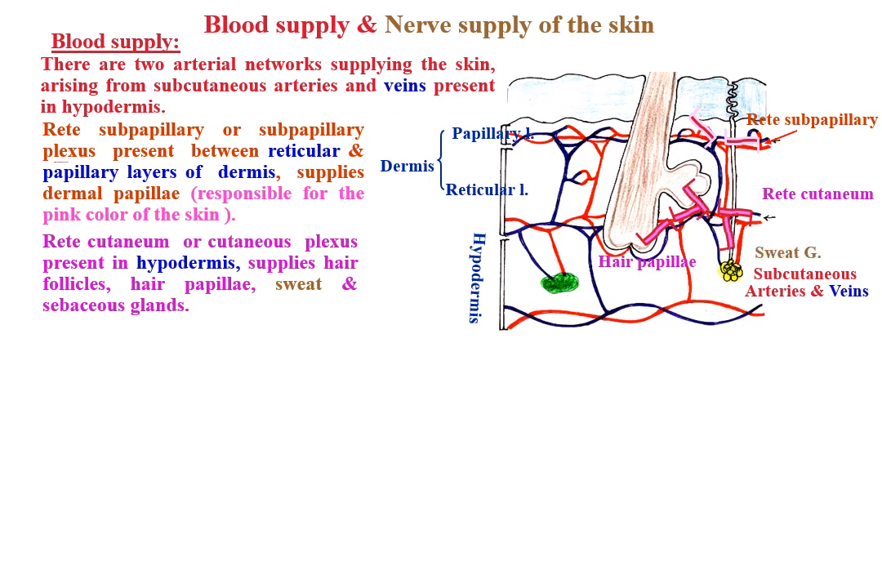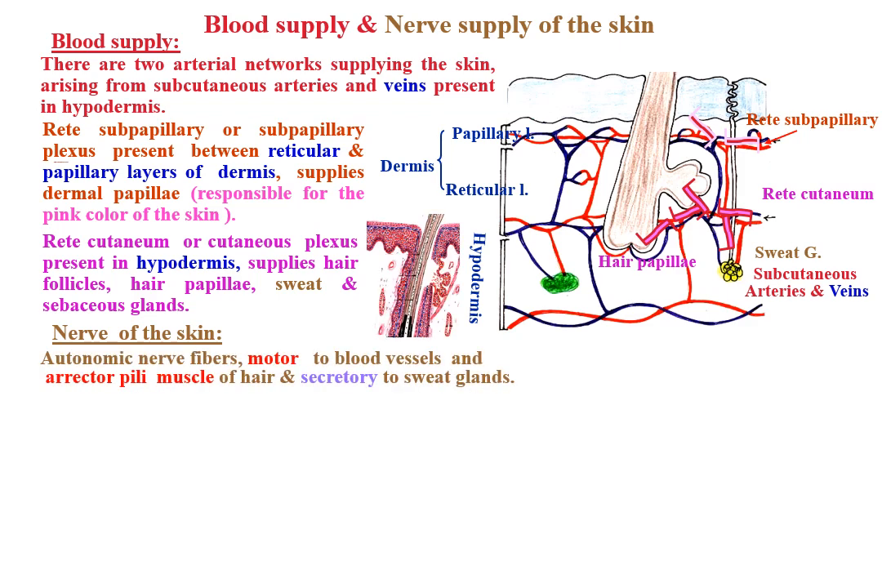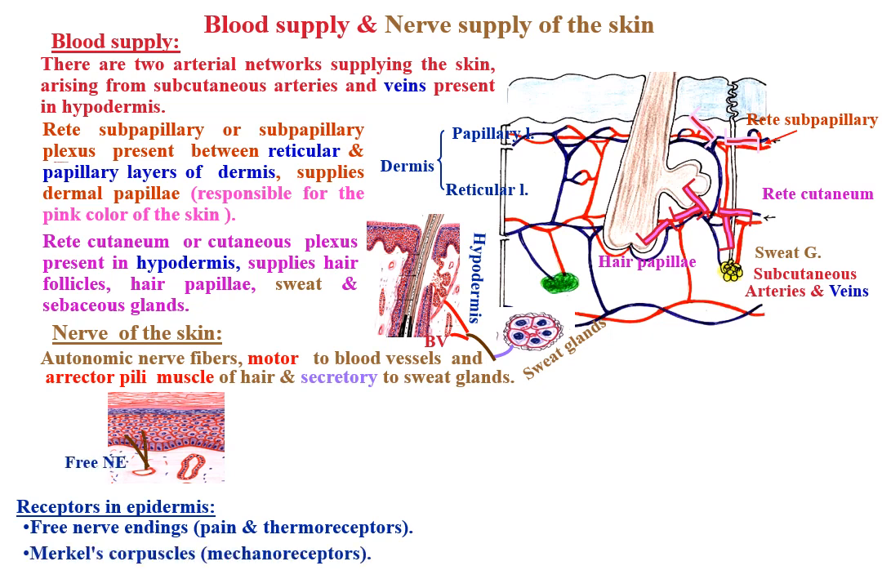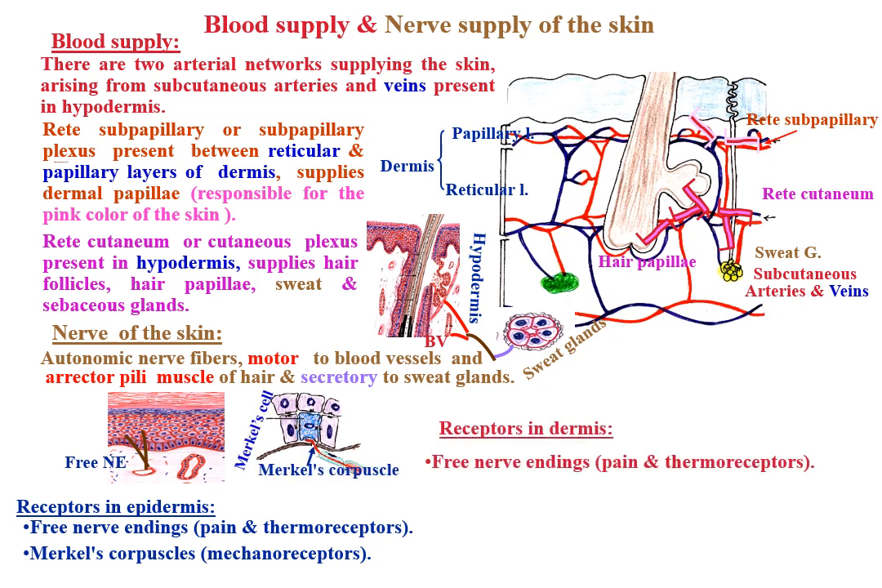Nerve supply of the skin. There are autonomic nerve fibers, motor to blood vessels and erector pili muscles of the hair, and secretory to sweat glands. There are also a number of receptors. Receptors in the epidermis for pain and thermoreceptors are free nerve endings. For mechanoreceptors are Merkel's corpuscles. Receptors in the dermis for pain and thermoreceptors are free nerve endings.